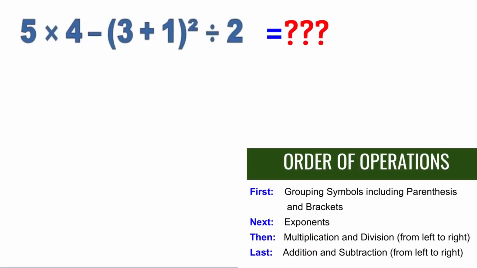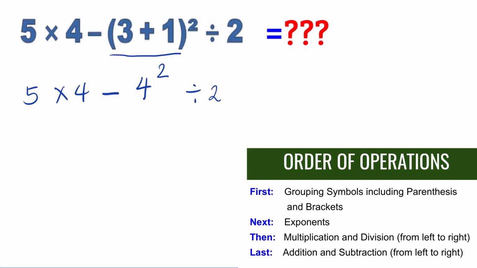In simplifying this expression, we need to follow the order of operations. First, we need to simplify the grouping symbol, parentheses 3 plus 1. And 3 plus 1 is 4, so now we have 4 to the second power. I will copy the parentheses: 5 times 4 minus 4 to the second power, divided by 2. After simplifying the parentheses, it's a good idea to take out that parentheses afterwards.